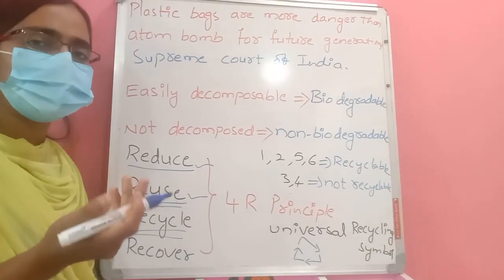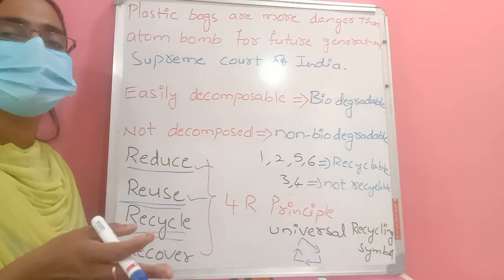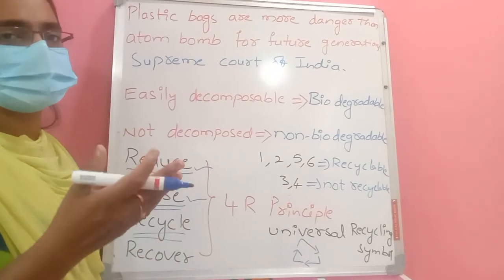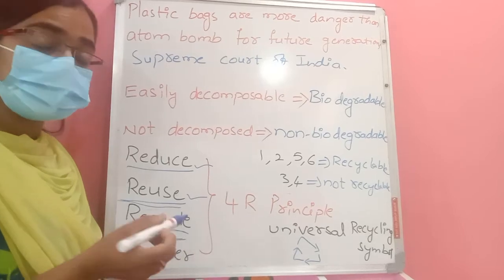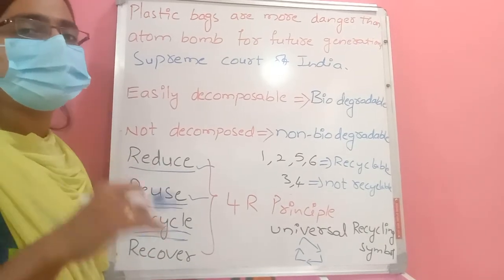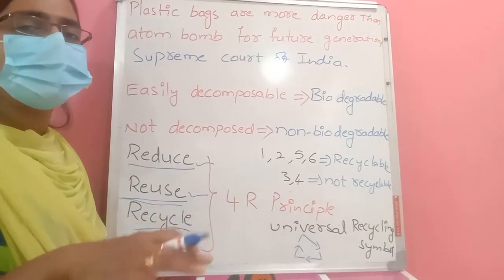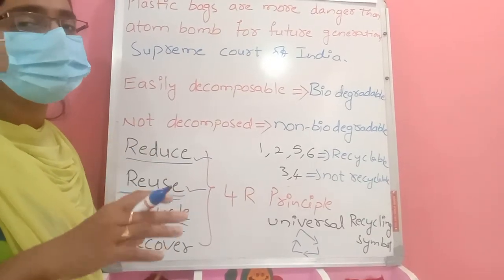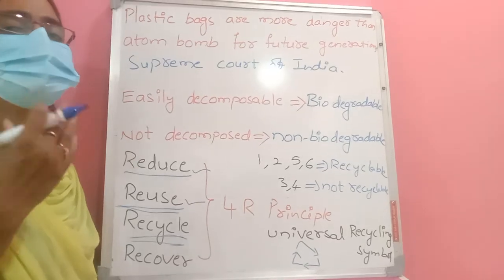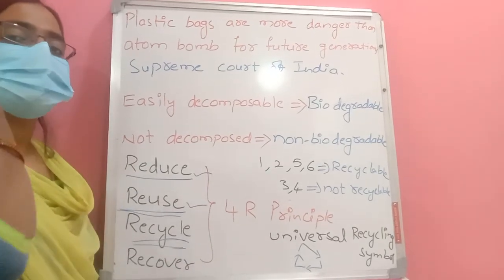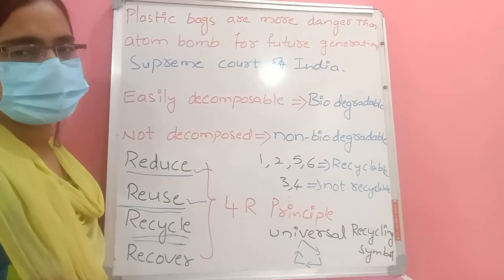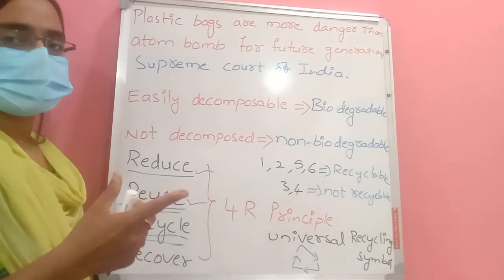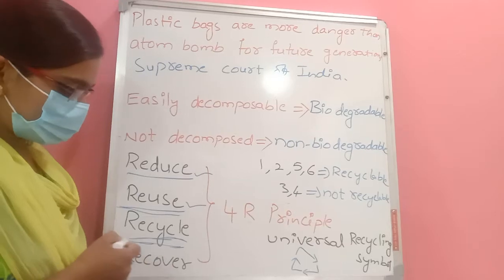Next, recycle. If we give plastic chairs, plastic buckets, all these, to some persons, they recycle, meaning they heat them and they melt into liquid form. Again we will get different shapes of plastic, meaning we may make plastic tubs, plastic chairs, plastic stools. Like this we will get different substances. So this is recycle.